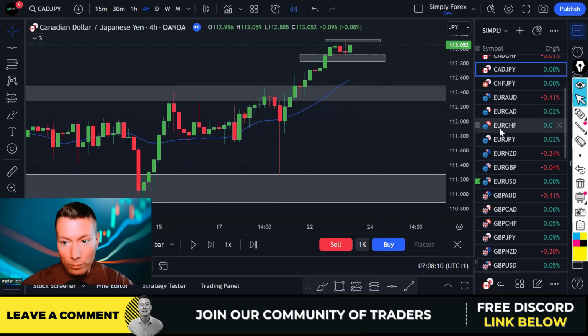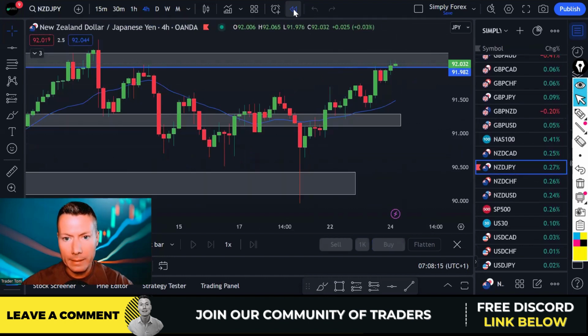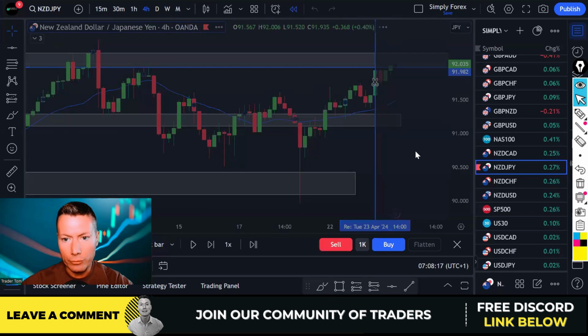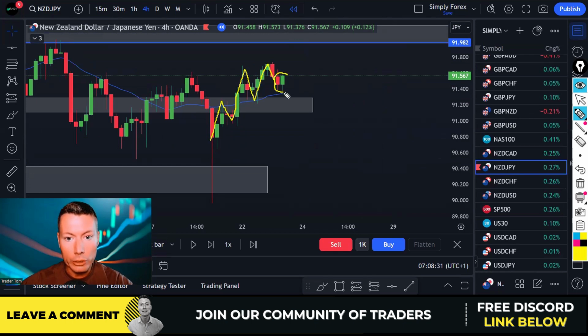And now let's take a look at New Zealand yen. Okay, so we're going to go back again to our entry candle. And again, like Canadian yen, we like the structure. Okay, we're in an uptrend and we had a bullish candle. So similar to CAD Yen, but the 3 points that I focused on, we're now going to look at as well.